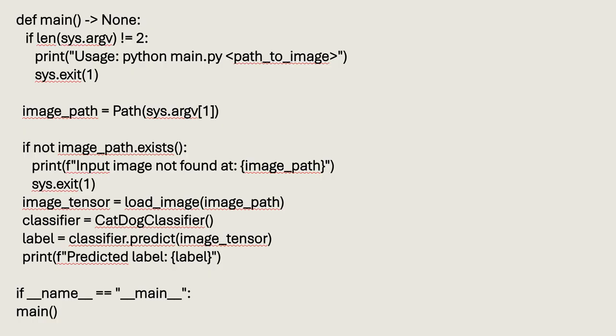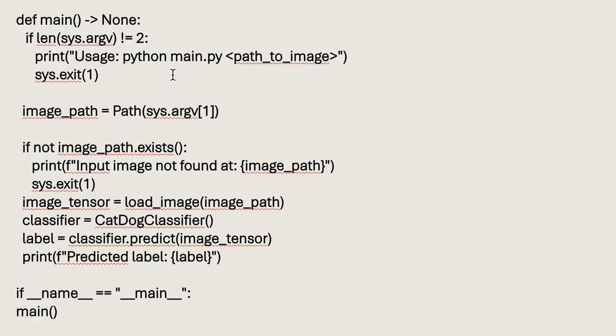So initially, sys.argv means system argument. If it is not equal to 2, meaning if it is equal to 1, then only this statement gets executed, which is basically asking for the path of the image.